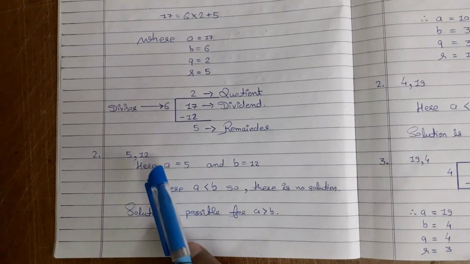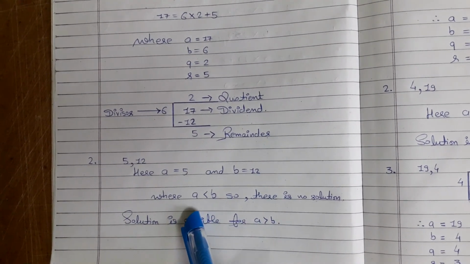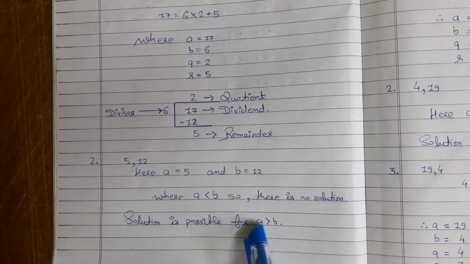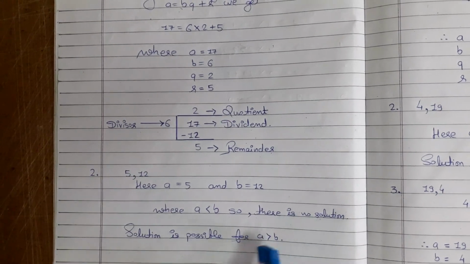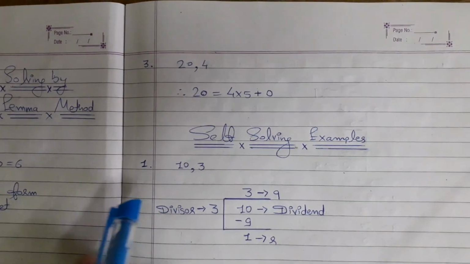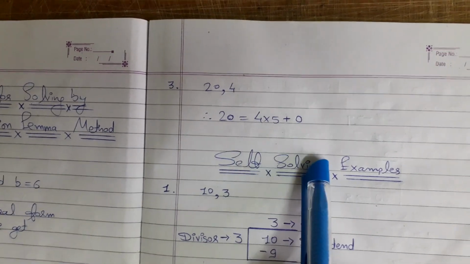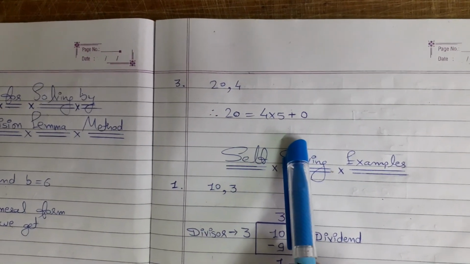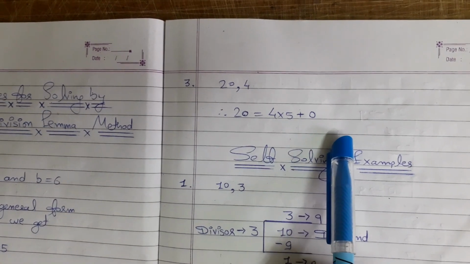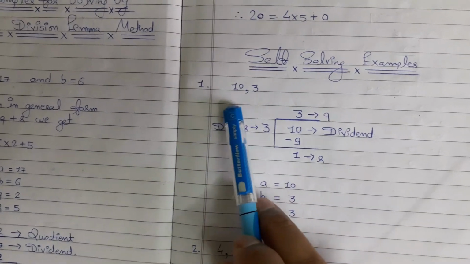Second question is 5, 12. Here A is 5 and B is 12. Where A is less than B, there is no solution. So solution is possible only for the condition A is greater than B. Moving to question number 3, 20, 4. 20 is equal to 4 into 5, 4 fives are 20. So remainder is 0. Some questions for you to solve at home are 10, 3.